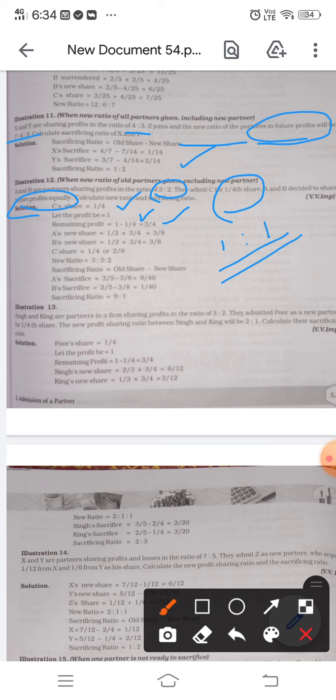Am I right? So 1/2 into 3/4. Okay, and B's share is 1/2 into 3/4. And the new partner's share is already 1/4. So we have to make the denominator the same. So what is the new profit sharing ratio? That is 3:3:2. And by having the old share and new share, we can easily calculate the sacrificing ratio. Okay.